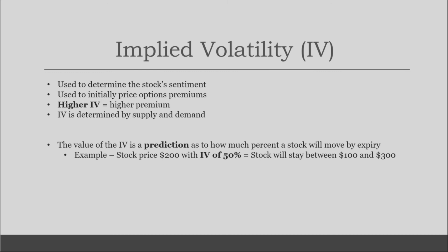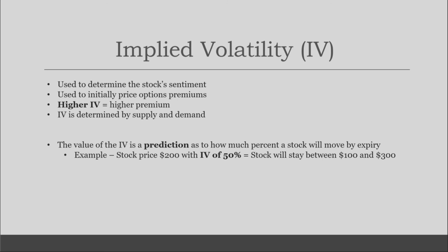Unlike the commons chart, where we can use indicators to help us identify the market sentiment, in the case of options, we use the IV value. The IV value is used to price options premiums. But how exactly does it do this? The higher the IV, the higher the premium. The lower the IV, the lower the premium.